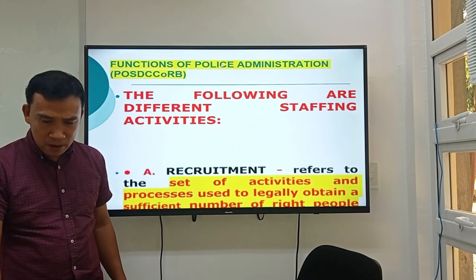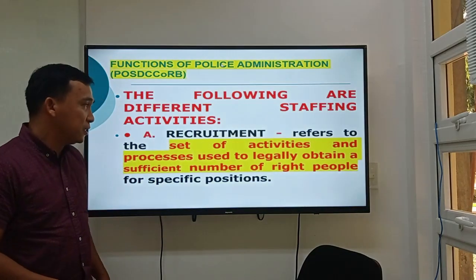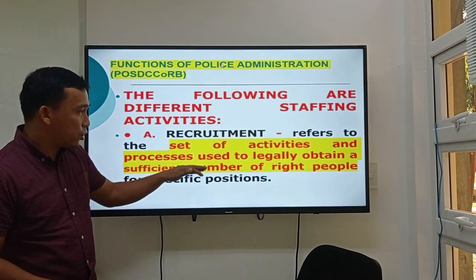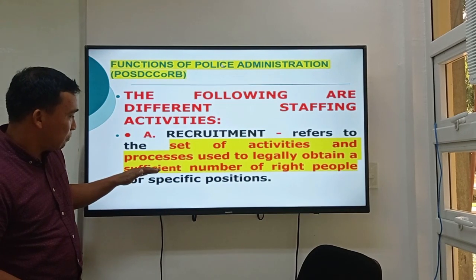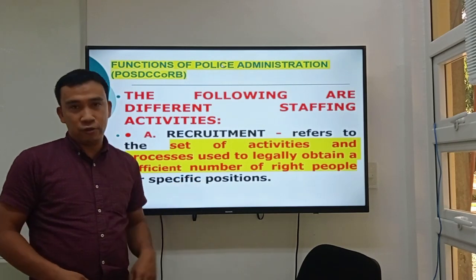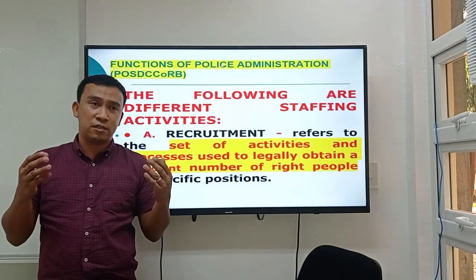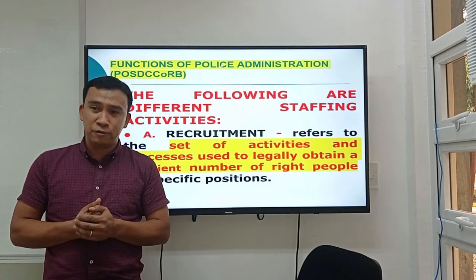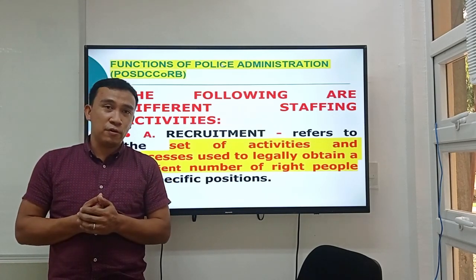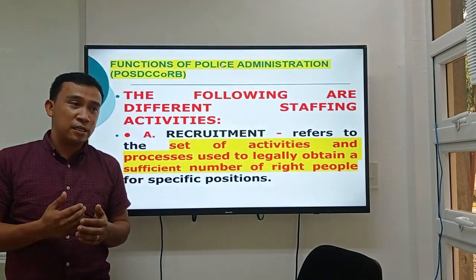Now, number 1 of the staffing activities is recruitment. Recruitment is a set of activities and processes used to legally obtain a sufficient number of right people for specific positions. So, that is number 1, recruitment. And there are so many ways kung paano mai-recruit or maka-encourage ng mga aplikante na mag-apply sa kanilang organization.